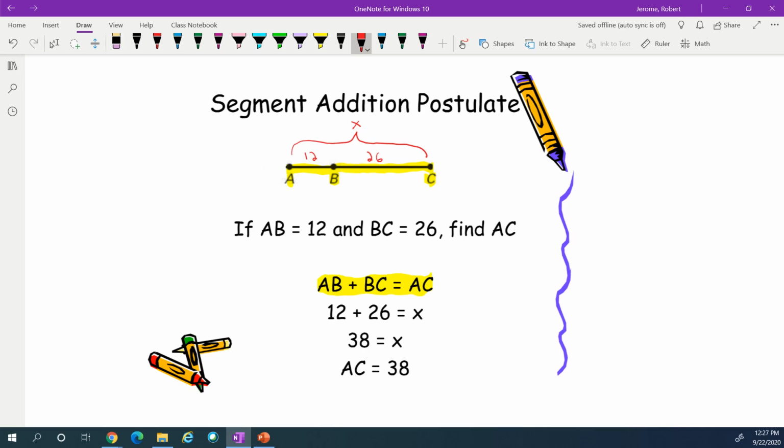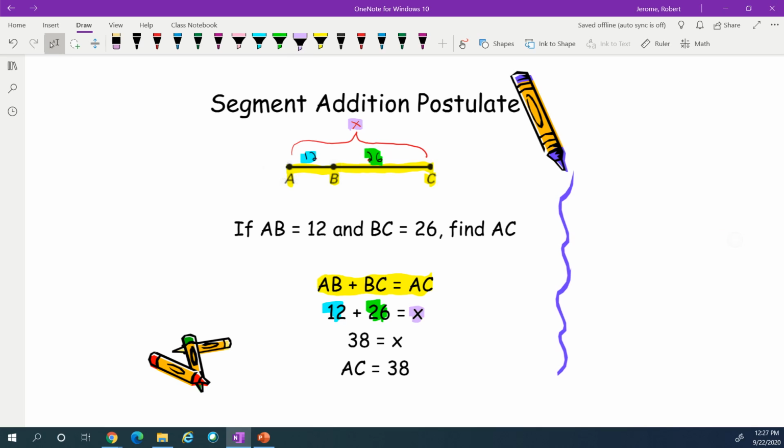So that's my X. And you can see that substitution. The first piece was 12. The second piece, BC, is 26. And the third, the whole thing, AC, is X. So we plug it in. And then, of course, we just work it out. X is 38. Well, that was AC, so AC is 38 units.